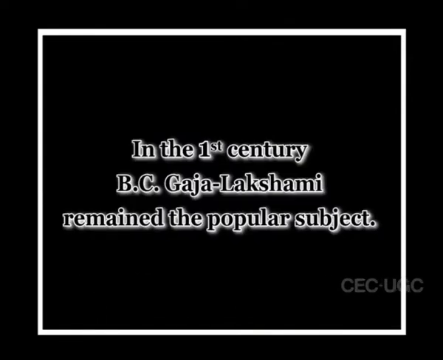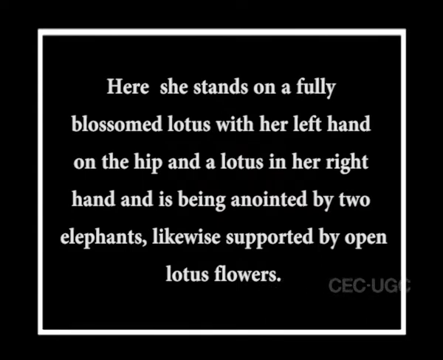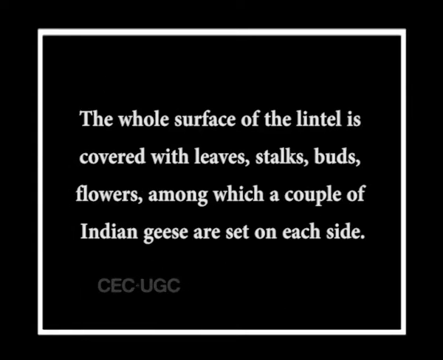In the 1st century BC, Lakshmi remained the popular subject. Her most attractive representation appears on the middle section of the front architrave of the southern gateway of the great Sanchi stupa. Here she stands on a fully blossomed lotus with her left hand on the hip and a lotus in her right hand, and is being anointed by two elephants, likewise supported by open lotus flowers. The whole surface of the lintel is covered with leaves, stalks, buds and flowers, among which a couple of Indian geese are set on each side.